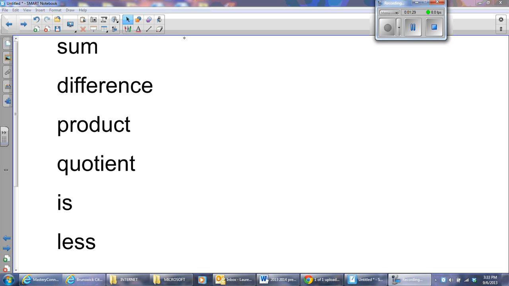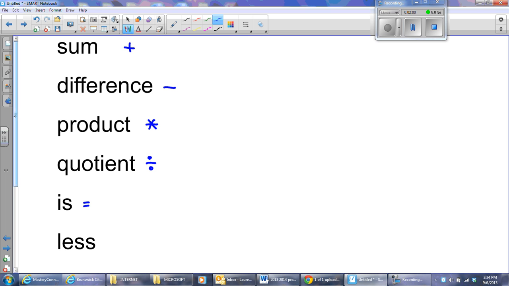Now, there'll be other keywords we'll pick up along the way, but these are some of the ones we start with. The first one is sum. We should all know that the sum is the answer to an addition problem. Difference is the answer to a subtraction problem. Product is the answer to a multiplication problem. This should be elementary school level stuff. Quotient is the answer to a division problem, although you don't often see me use a division symbol. I will usually use a fraction bar, of course. Is, of course, means equal.